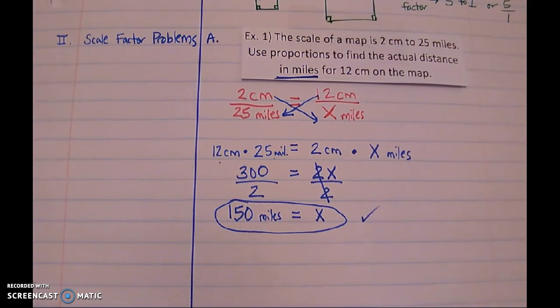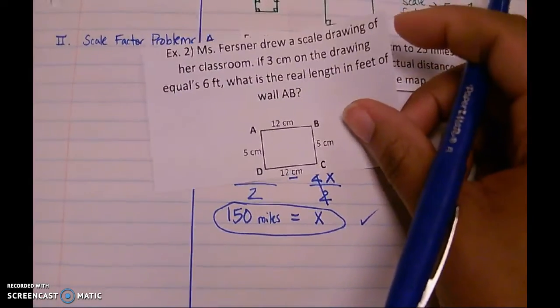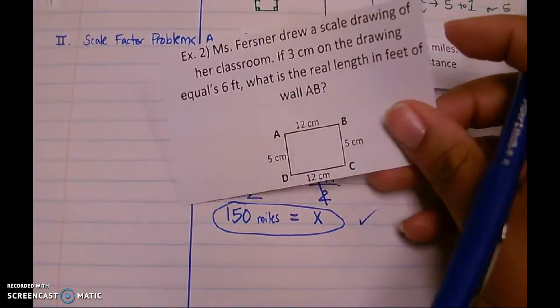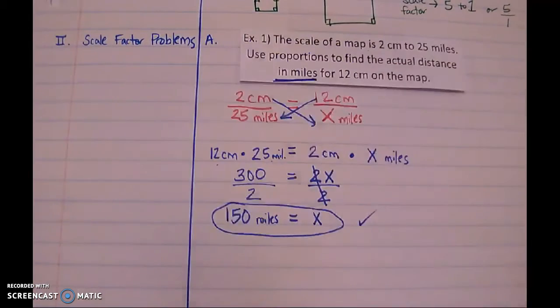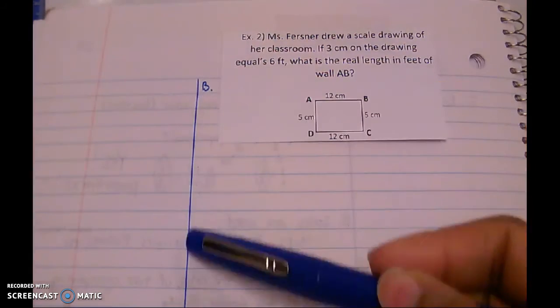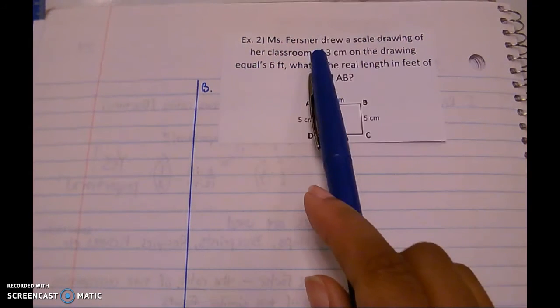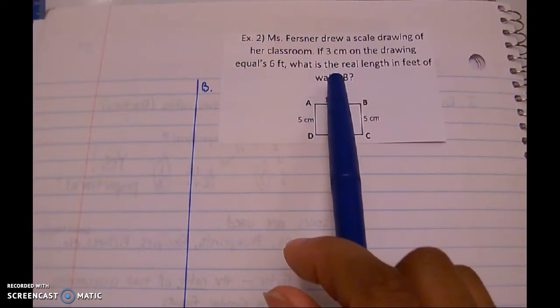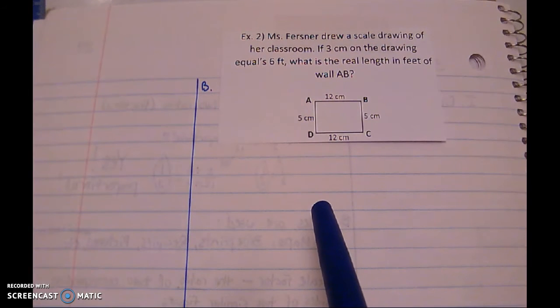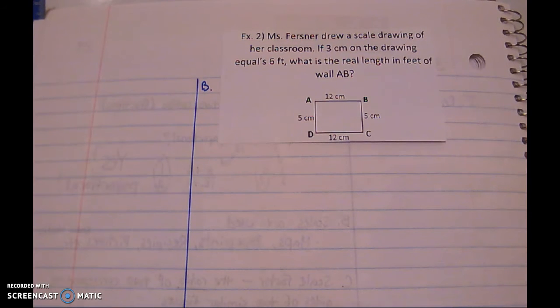Go ahead and grab your example 2, and you can flip on the back page because you've probably run out of space, and we'll get started on this problem. Okay, as you can see, before I got started, I set up my Cornell notes on the side, placed my letter B, and I went ahead and taped my problem to the page, and now I'm going to get started. If you need to pause to do that, go ahead and do it. The problem says Ms. Fersner drew a scale drawing of her classroom. If 3 centimeters on the drawing equals 6 feet, what is the real length in feet of wall AB?